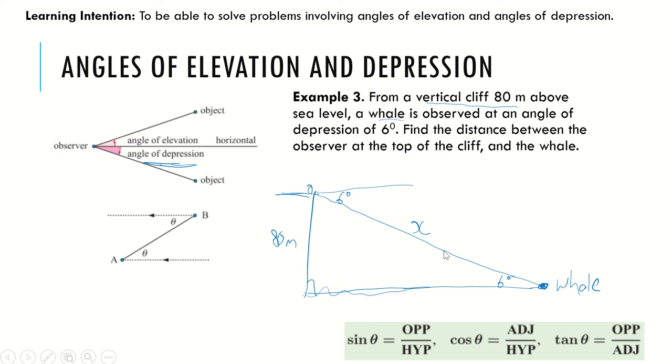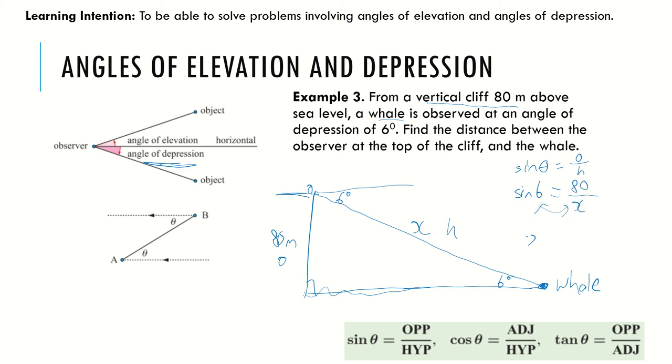So this is our angle here, so we need to label our sides. This is our opposite side, this is our hypotenuse side. So sine links opposite and hypotenuse. So we'll have sine theta equals the opposite side divided by the hypotenuse side. So substituting in our known values, it would be sine of 6 degrees equals our opposite side, which is 80, divided by our hypotenuse, which is x.